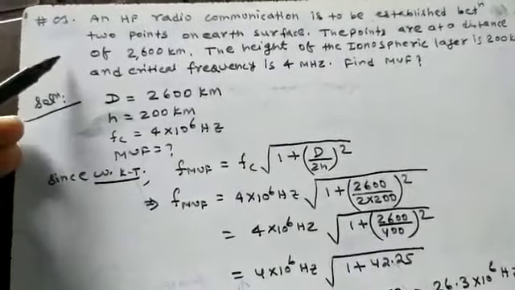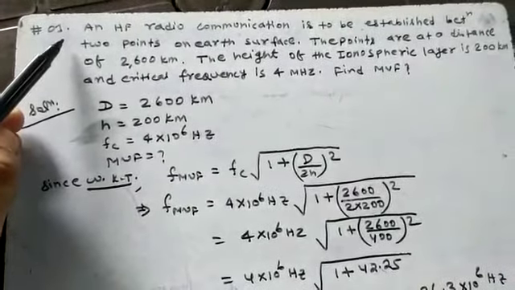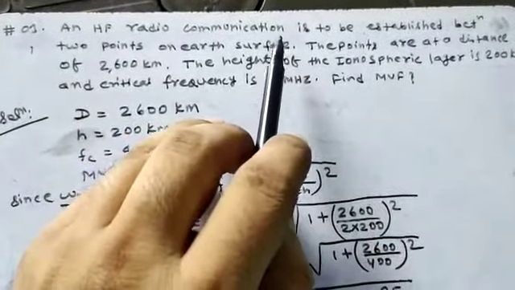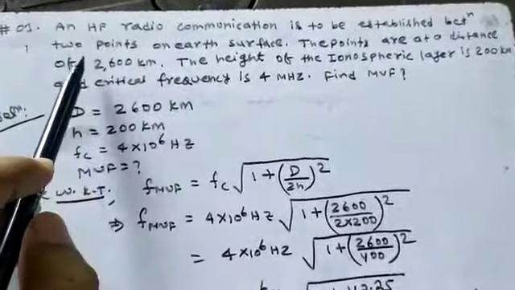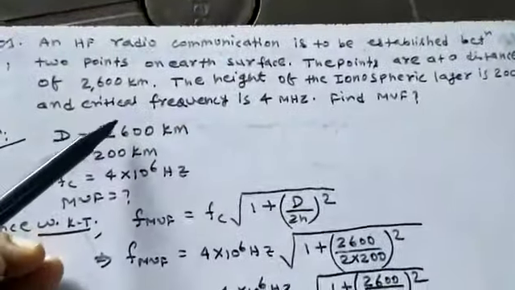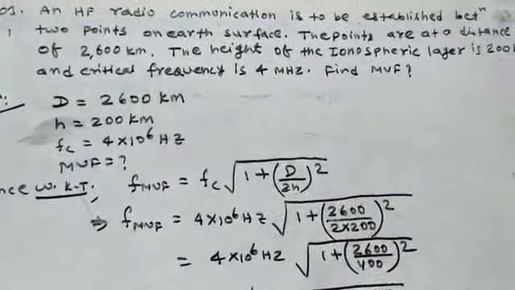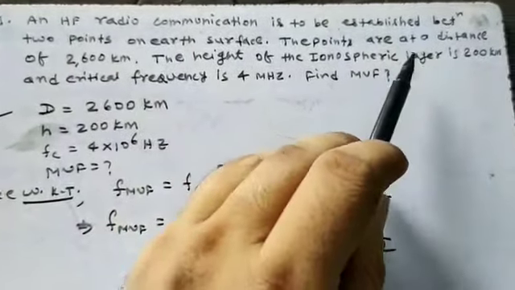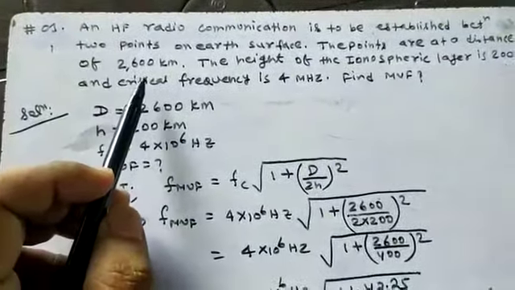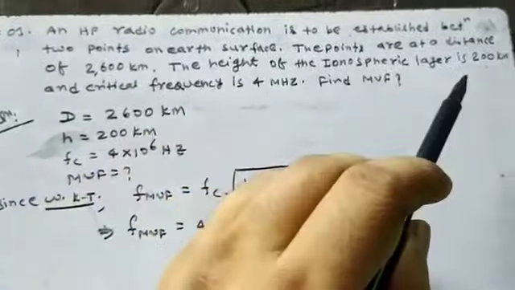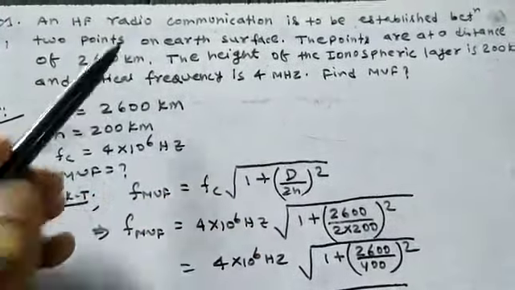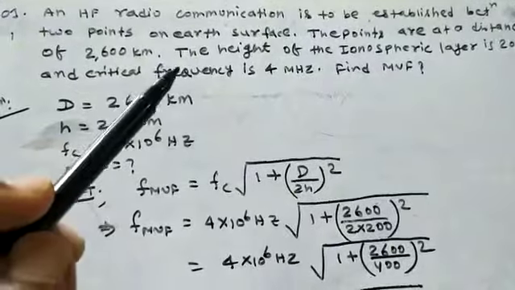So here is the first numerical. In this numerical, an HF, high frequency, radio communication is to be established between 2 points on the earth surface. The points are at a distance of 2600 kilometer, the height of the ionospheric layer is 200 kilometer and the critical frequency is 4 megahertz. Find MUF. Read the question carefully and jot down the data which are already given.